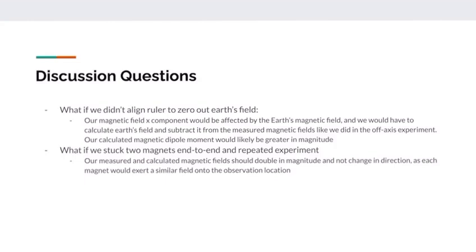So what if we didn't align the ruler to zero out the field? We would have to do what we did in part 2, where we calculated Earth's magnetic field in the y component and x component, and then subtract it from the readings given in the magnetometer, which overall makes it more complicated.